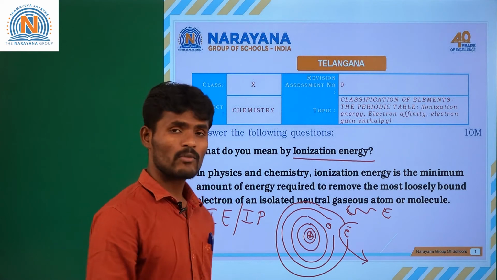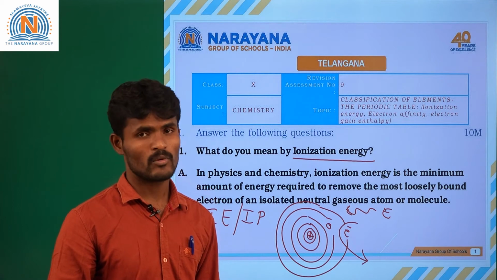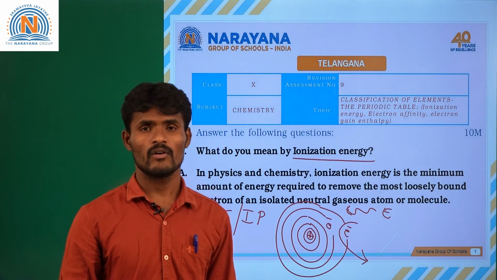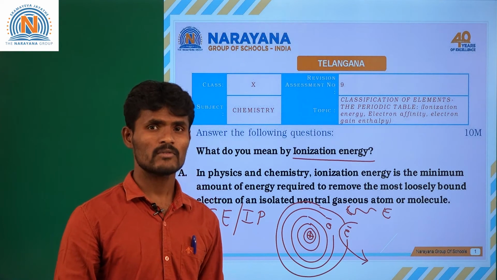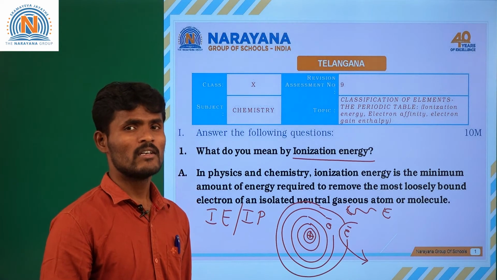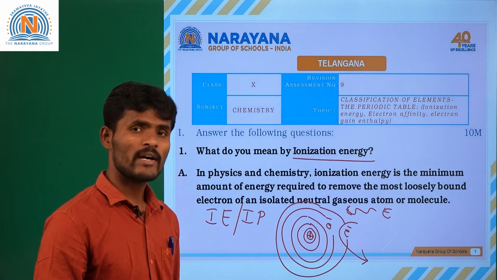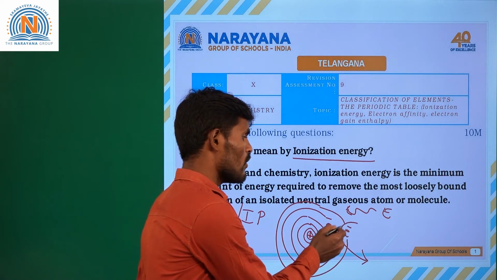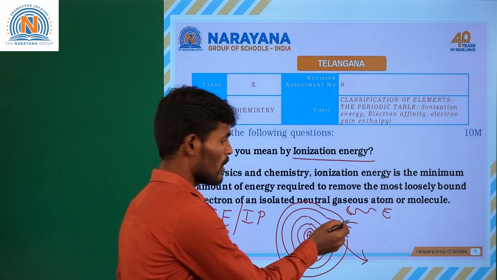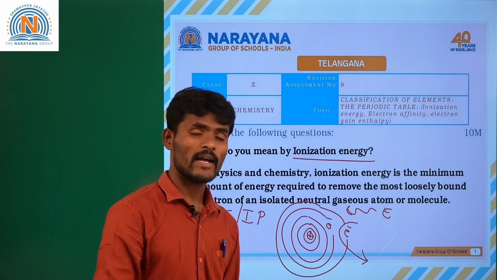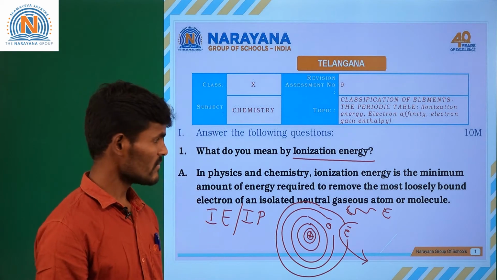Here we require an isolated gaseous atom only. Isolated means free state. From that free state of atoms we can easily remove the electron. So clearly, it is the minimum amount of energy required to remove the loosely bound electron from an isolated neutral gaseous atom, which is called ionization energy.